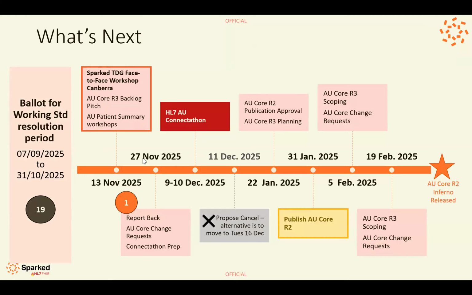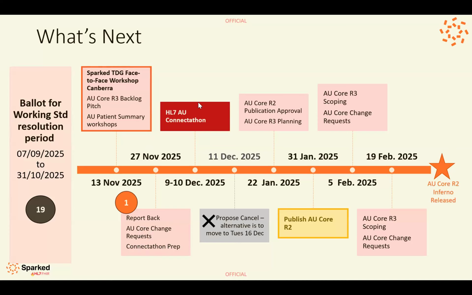After that, we've got our online call in November, which is the 27th. I think there's one issue that's been raised on AU Core, like we did today. We could go through and make a decision on it. The agenda for that one is going to be the report back of the face-to-face workshop. It'll also go through that change request and look at preparing for the Connectathon.